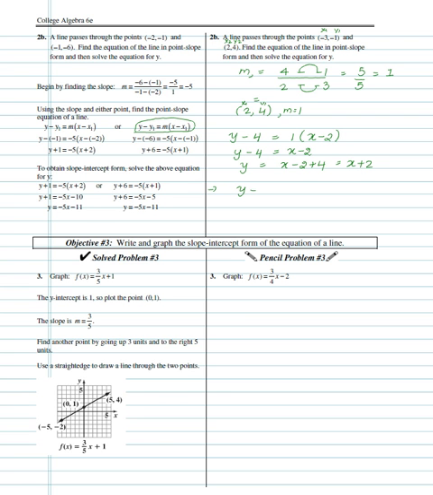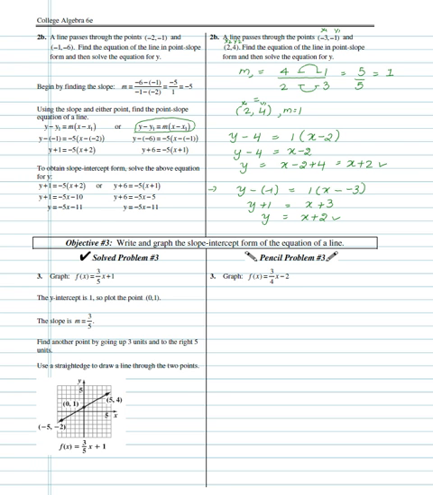Y minus, remember my x1 is not 4 now, it is -1, times x minus, my x1 is not 2, it's -3. So I have y plus 1 is equal to x plus 3. Y is equal to x plus 2. See, it doesn't matter which one you pick, you still end up with the same equation.